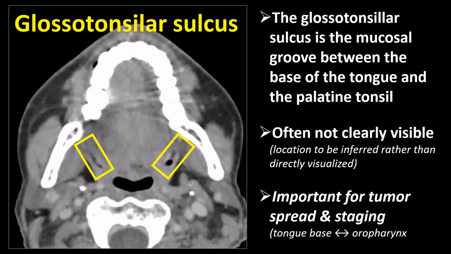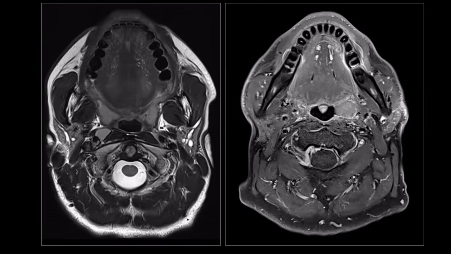That's why I'm illustrating it. That's why I believe you should know there is a thing called the glossotonsillar sulcus. And even though we can't see it in normal situations, when you see a large tumor involving both the tongue base and the oropharynx, you know that this tumor has to have spread from either tongue base to oropharynx or the other way around by way of the glossotonsillar sulcus.